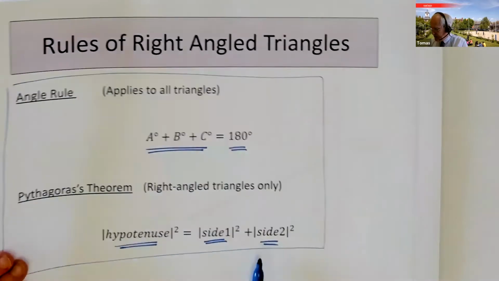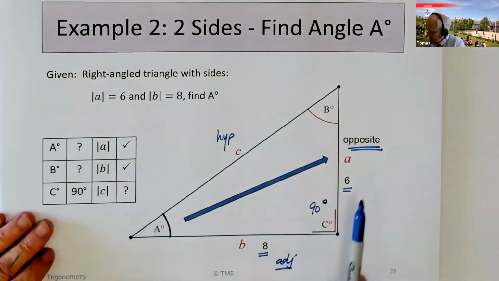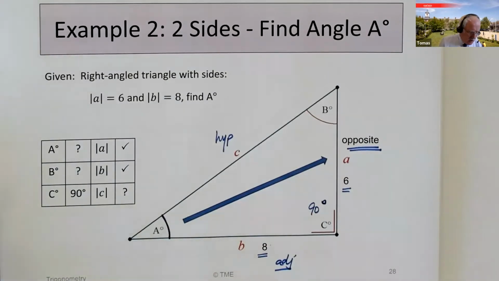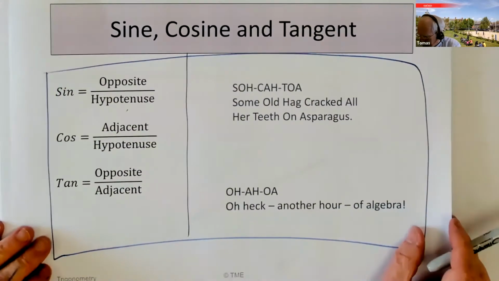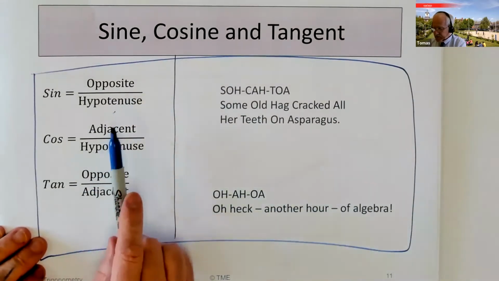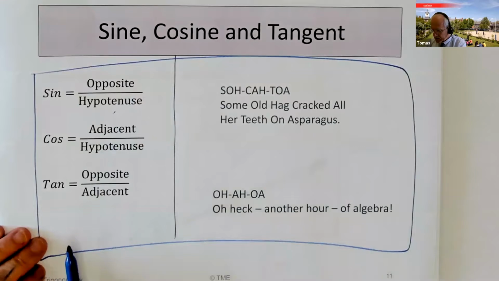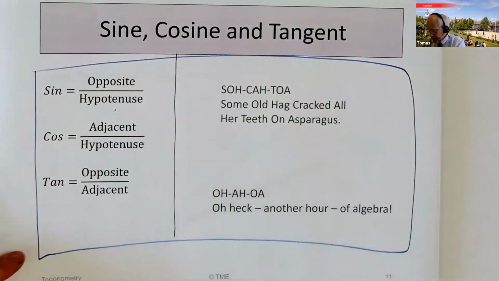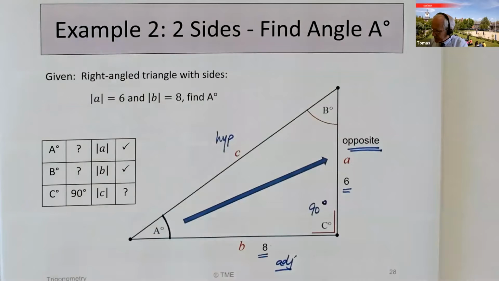Pythagoras' theorem, can I use it at all? 8, can I use any of those? No. But maybe I have this trick as well. I go back to the sine, the cos, and the tan. Can I use it? Sine, cos, and tan. Sine says opposite over hypotenuse. Cos says adjacent over hypotenuse. What bits do I know?